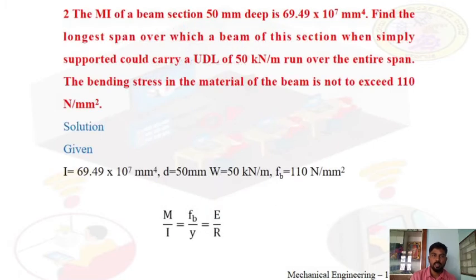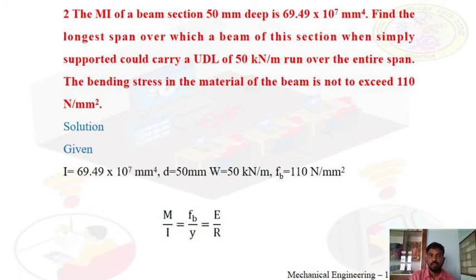Next problem is the moment of inertia of a beam section 50 mm deep is 69.49 into 10 power 7 mm to the power of 4. Find the longest span over which a beam of this section, when simply supported, could carry UDL of 50 kilonewton per meter run over the entire span. The bending stress in the material of the beam is not to exceed 110 Newton per mm square.